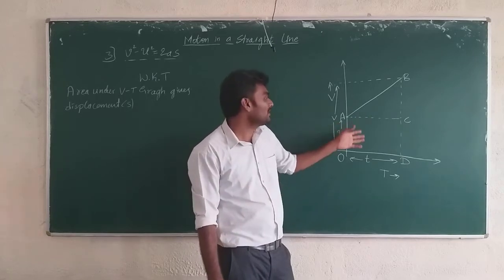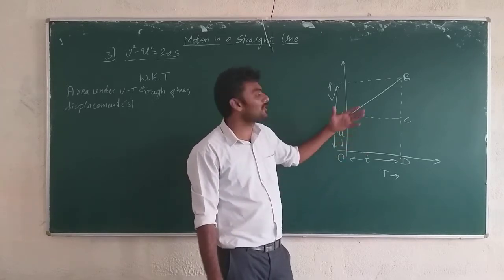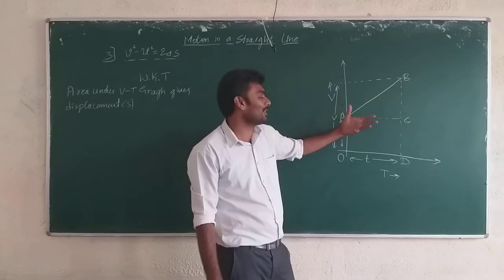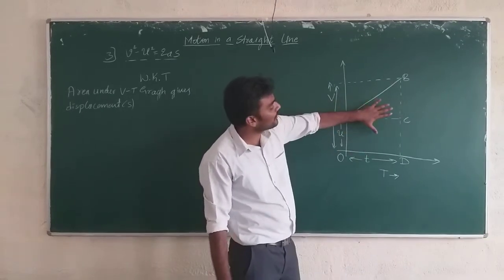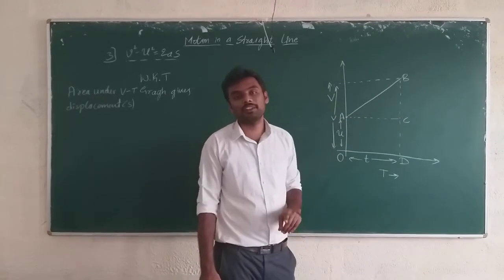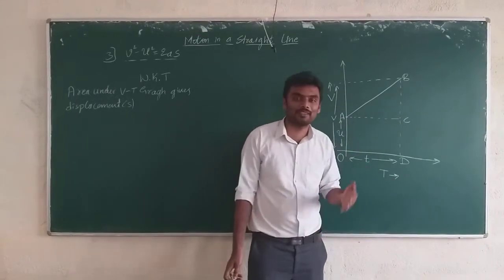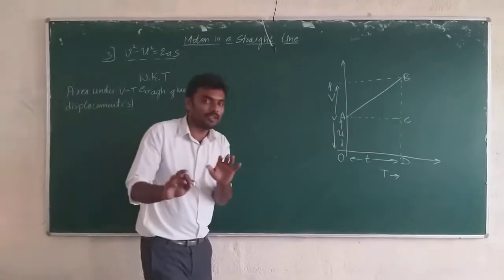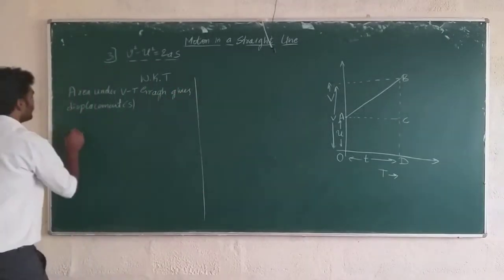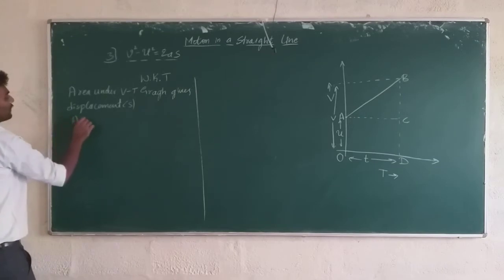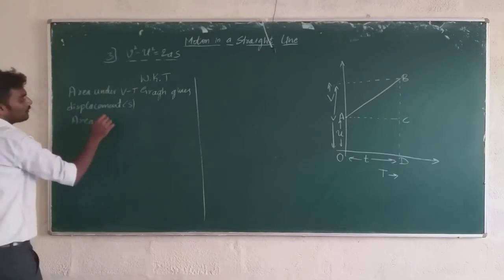So if I get the formula or expression for the area under the curve, then that will give me the displacement. Very similar to what we discussed in the second derivation. Okay. So total area under the curve, I'll divide it into two parts. Total area is the area of two shapes.